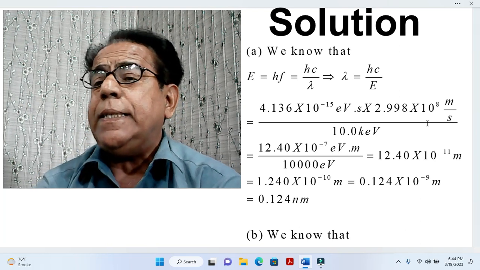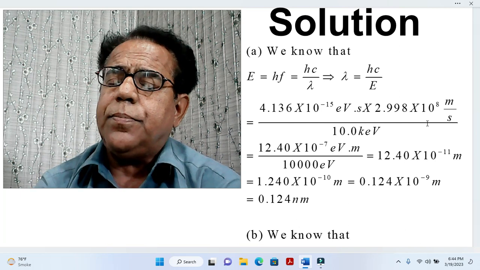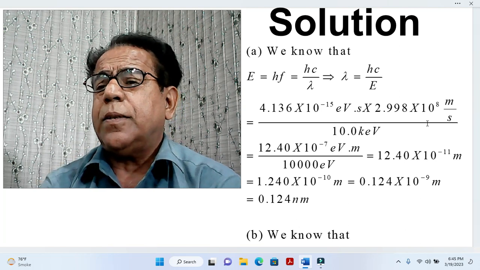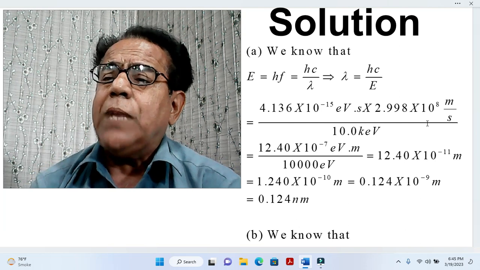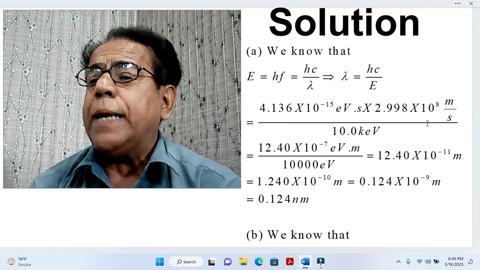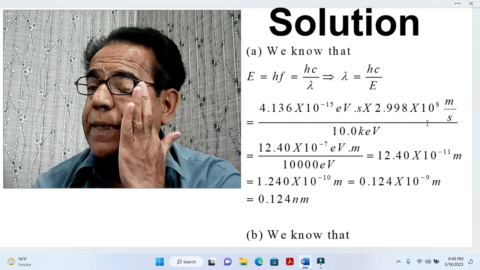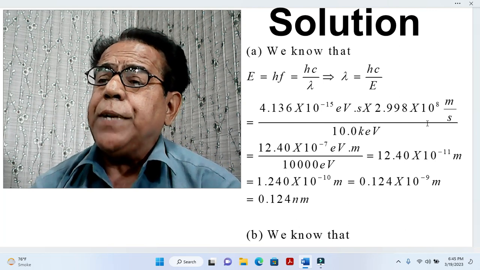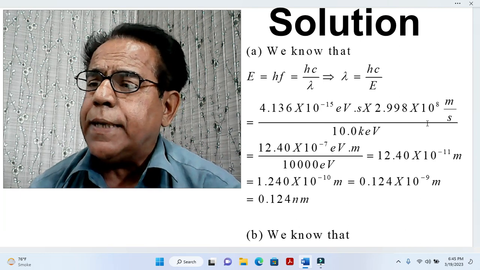After decimal, each digit is separately spoken or pronounced. Okay, so 12.40 inappropriate, 12.40 appropriate. Okay, 12.40 into 10 raised to the power minus 7. How minus 7? Because 10 raised to the power 8, here 8 is plus, while 10 raised to the power minus 15, here 15 is minus. So minus 7 will remain in the numerator.